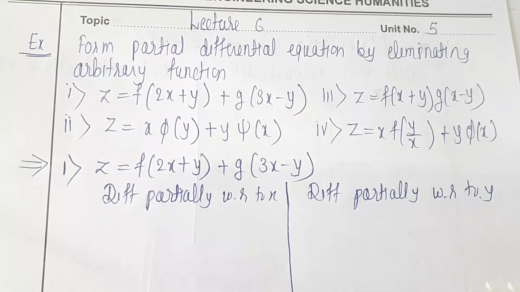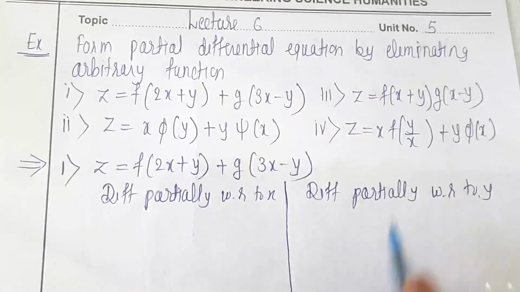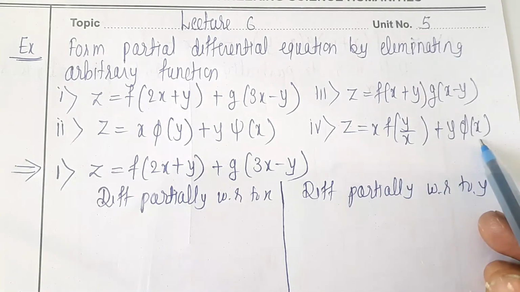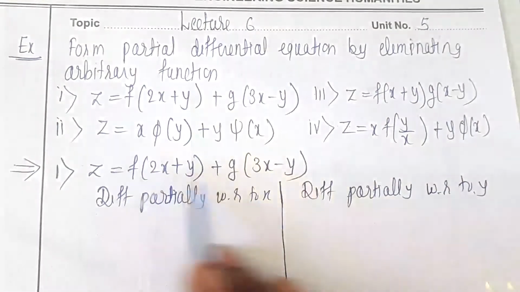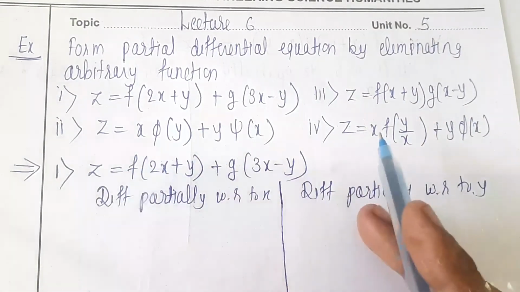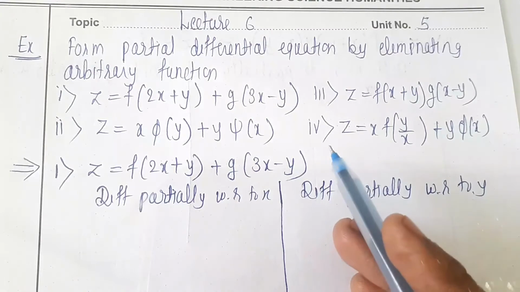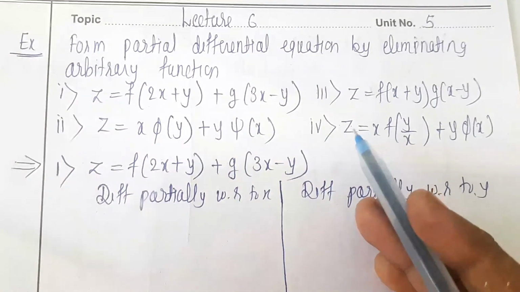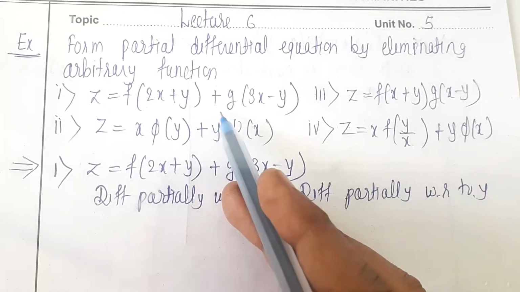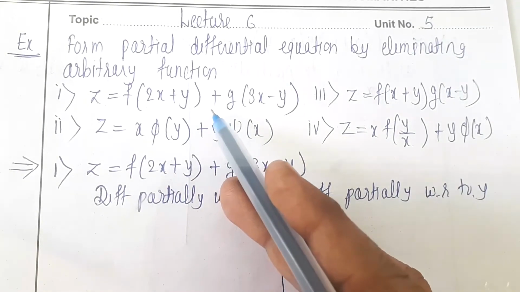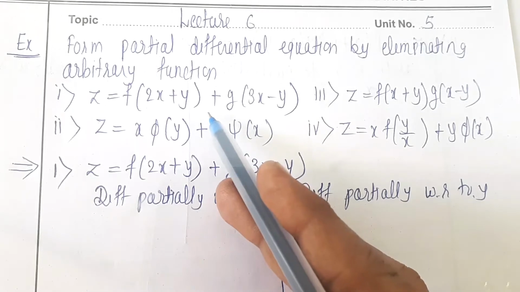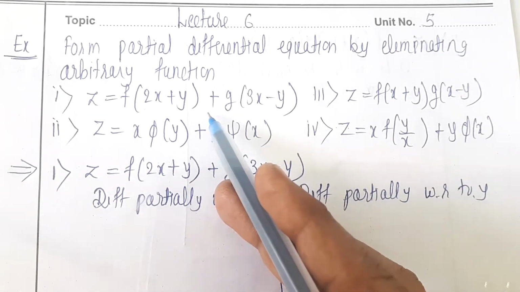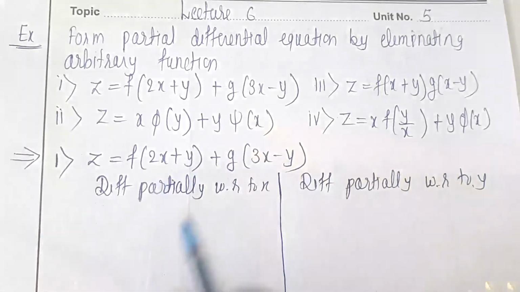Here also we have two arbitrary functions, and the last example is z is equal to x into f of y by x plus y into phi of x. So in all questions we have two arbitrary functions. We have seen one note in previous lectures that if there are two arbitrary functions, then we get a partial differential equation of higher order, that is, order more than 2. So how to solve such type of question?